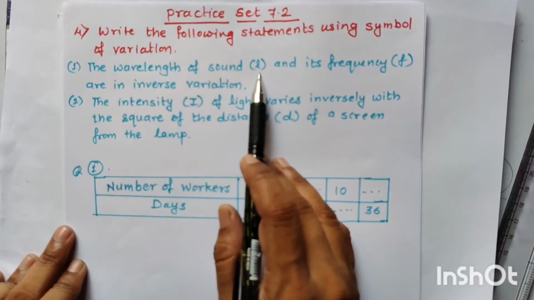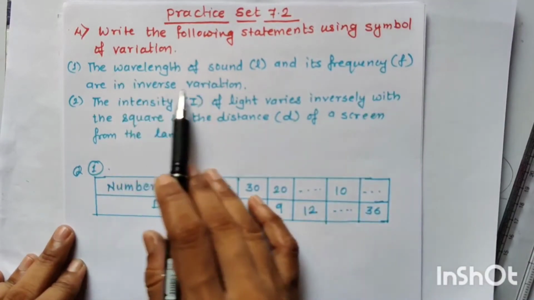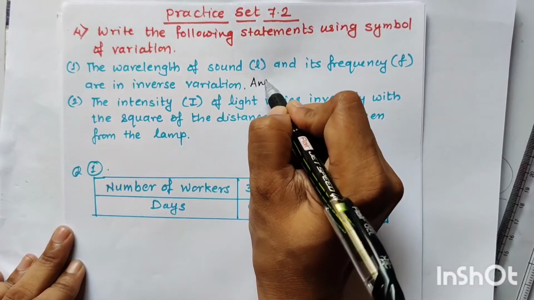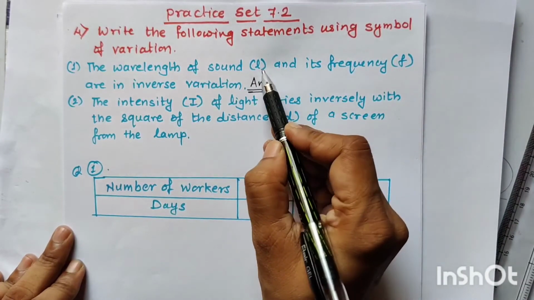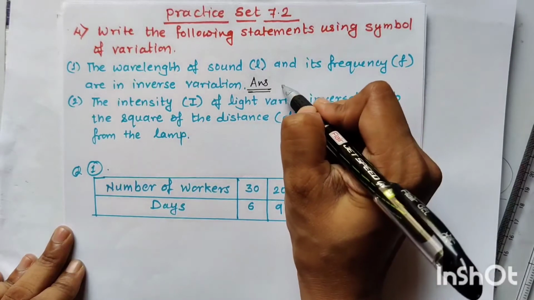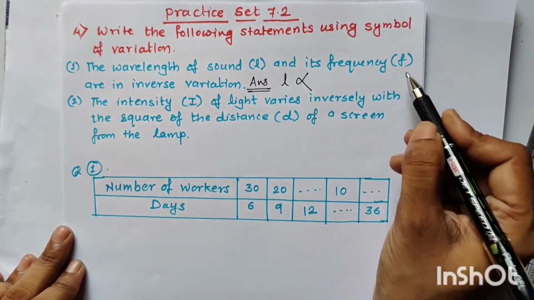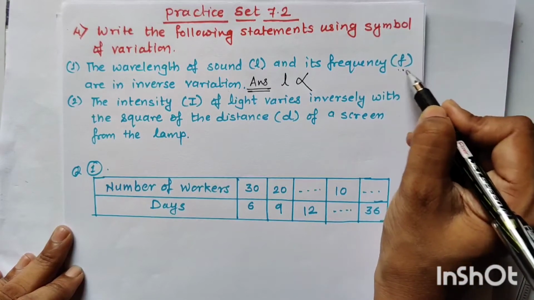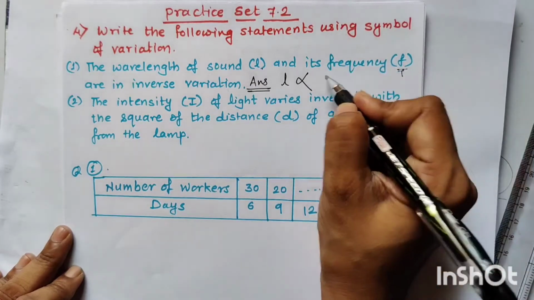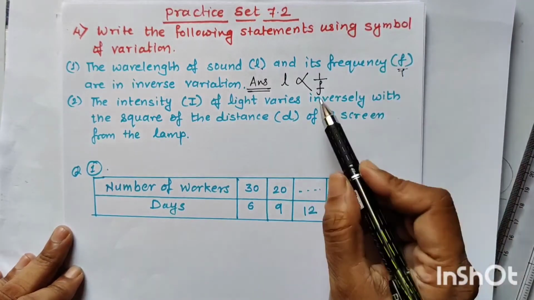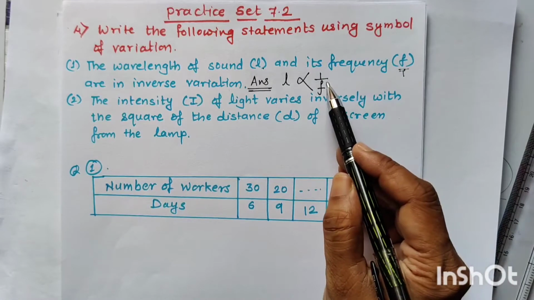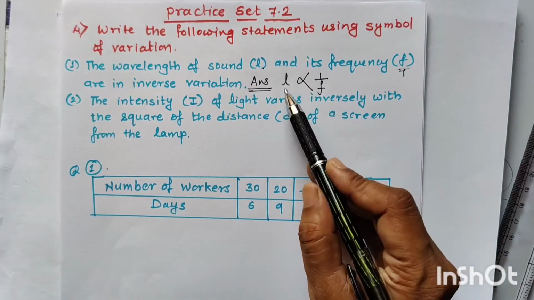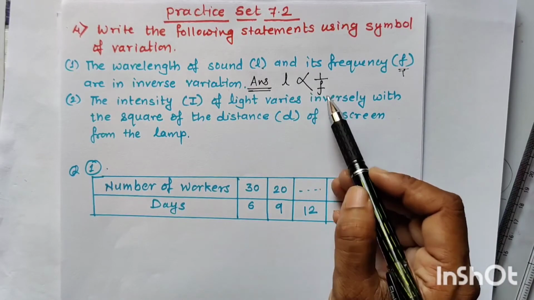I have written the question here. The wavelength of sound L and its frequency F are in inverse variation. So how to write? We will be using the variables for this. Variables are given, L and F. So L we write, then we write the variation symbol, and F we write in the inverse of F. This F means F upon 1, so what is its inverse? It is 1 upon F. So in inverse variation, always write the second variable in the inverse form. Multiplicative inverse we have seen. So L inversely varies to F.